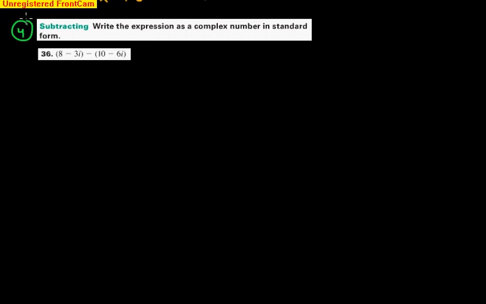Okay, next let's do some more with imaginary numbers. Here we have to write the expression as a complex number in standard form. That is, of course, a plus bi form. Now if I look here, I have two complex numbers, 8 minus 3i and 10 minus 6i, with subtraction going on between them. Subtraction means I must distribute the negative sign as if it were a -1.